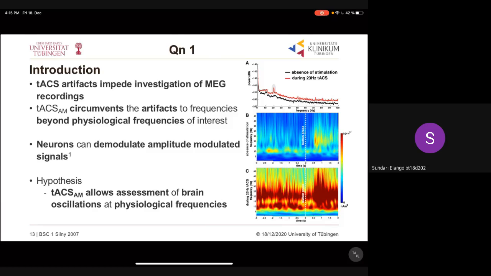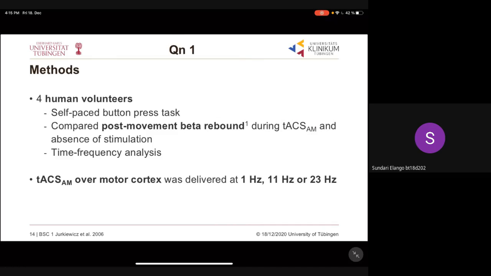In this case, the stimulation signal was applied at 23 hertz, and the algorithms that we use for reconstructing brain activity using beamforming fail with a conventional TACS signal. So in this study, we had 4 volunteers who did this button press task, and we applied different stimulation frequencies at 1 hertz, 11 hertz, and 23 hertz over the motor cortex.